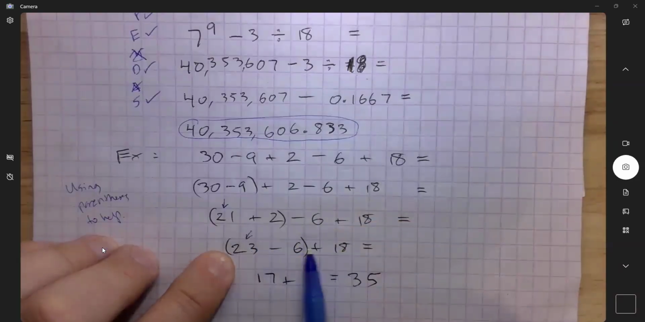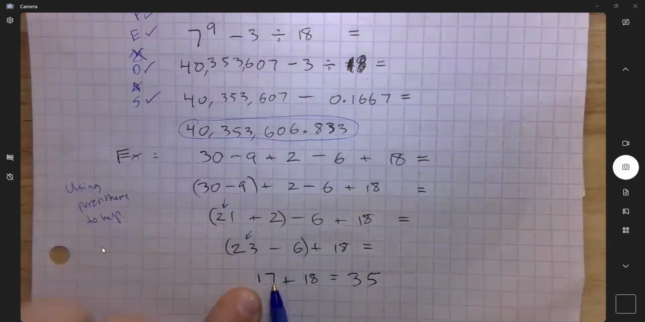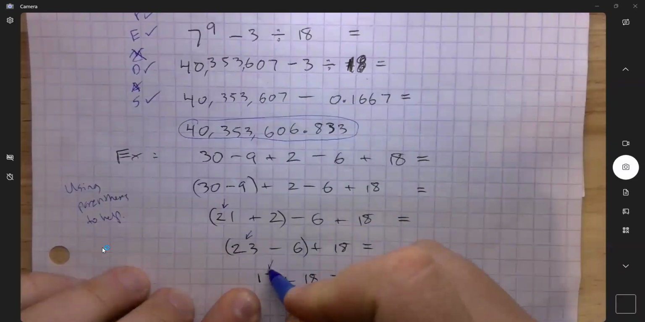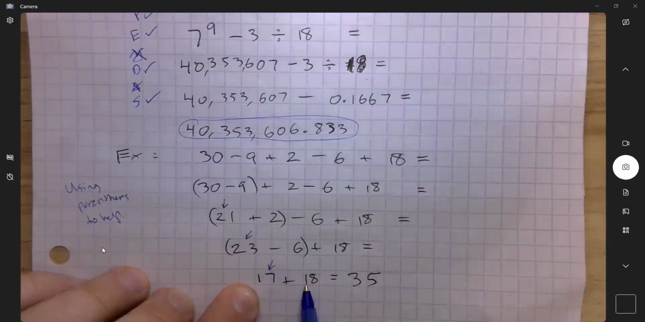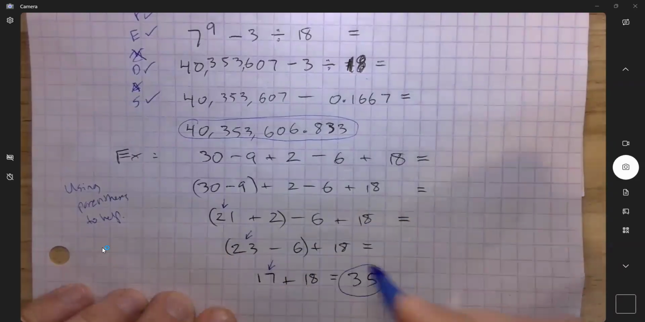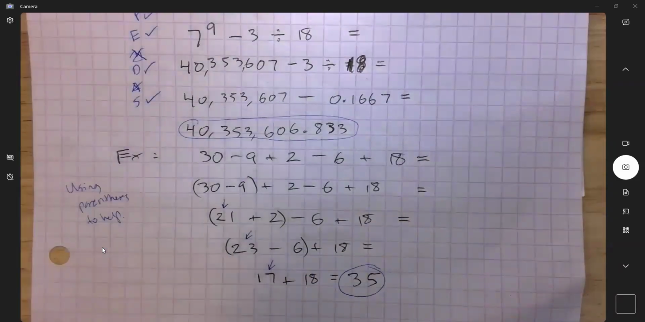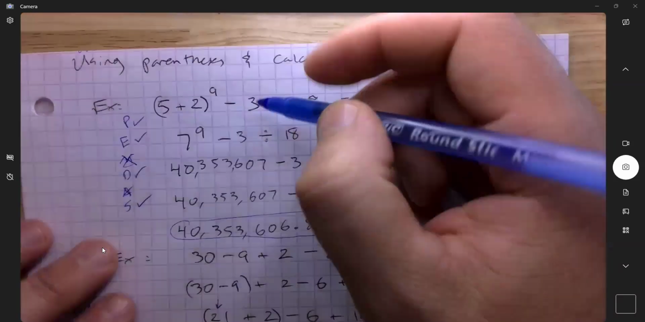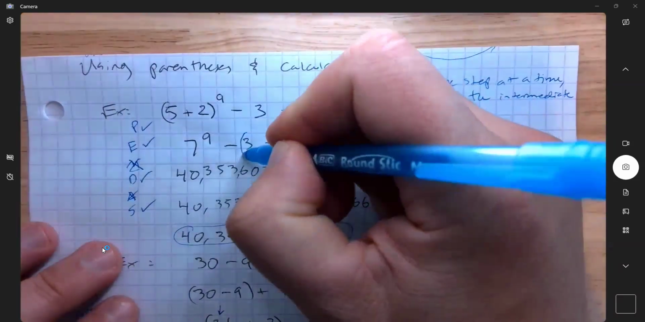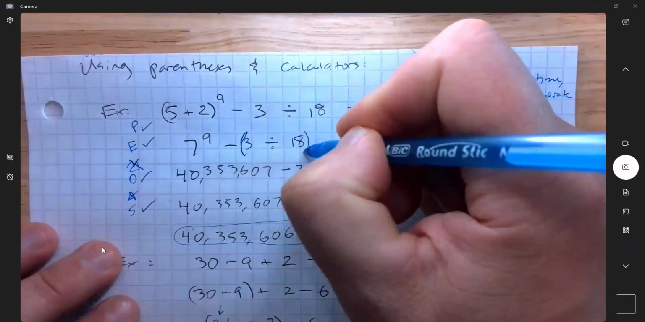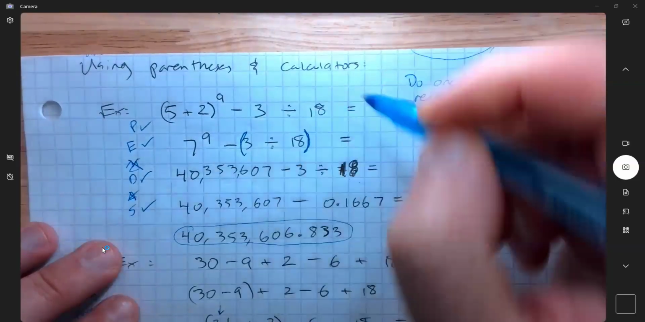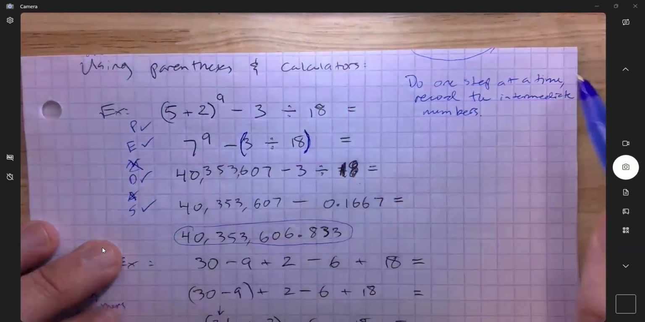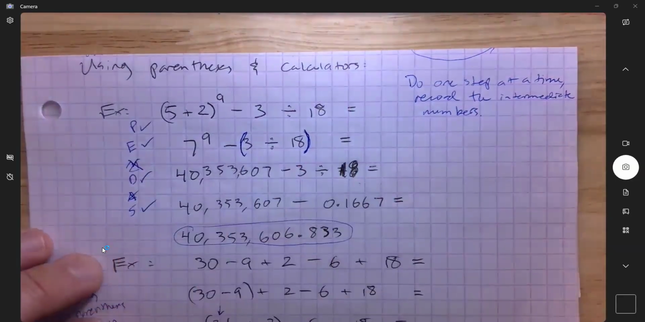Minus 6 plus 18, I'm going to do the minus 6 next. 23 minus 6 is 17. And finally, I add 18 to get 35. Parentheses are super useful as you're doing your arithmetic in multiple steps. It'd probably be a really good idea just to remind myself is to put parentheses around the 3 divided by 18. So I remember to do that before I subtract the 3.